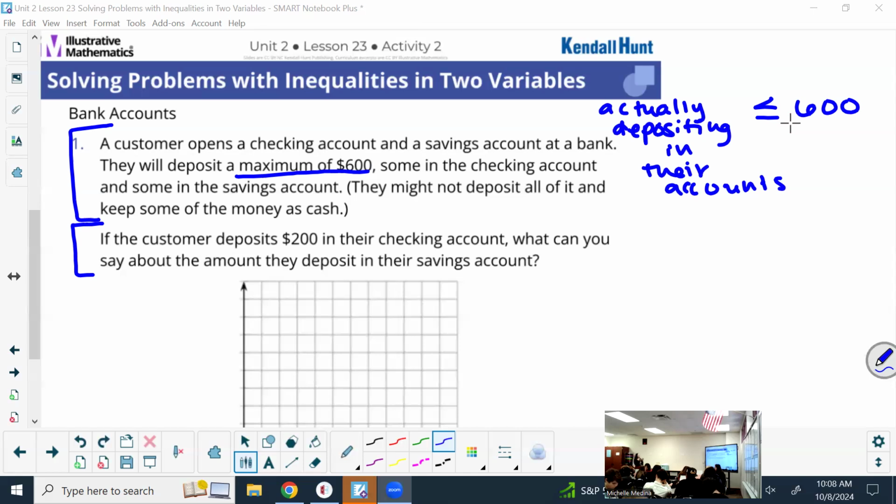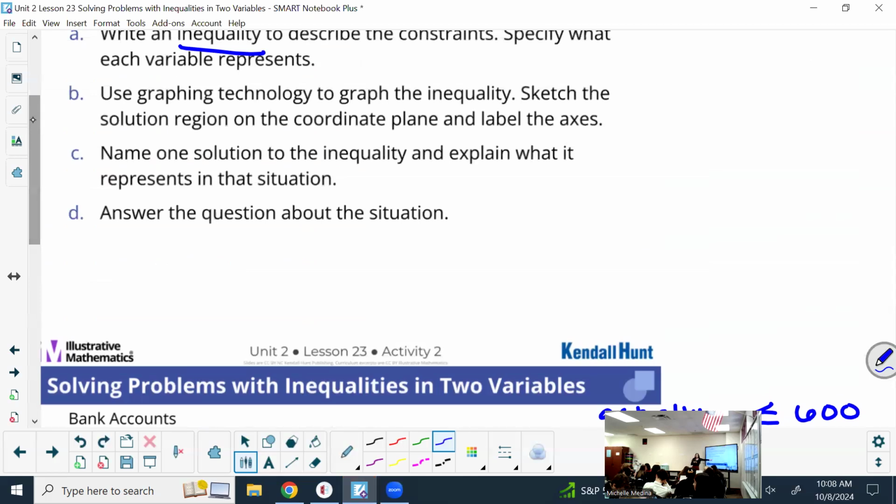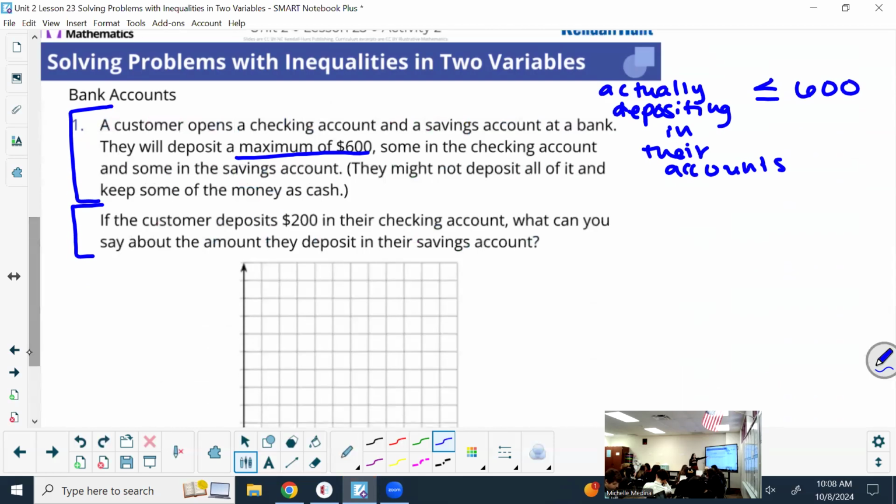Now we need the rest of the expression. So ignore this part. That's why I felt like this part was confusing to people. This part is just an additional question. In our instructions, it said, answer the question about the situation. This is a little unrelated. Just look at this first chunk. I need to write an expression for what they're actually depositing in their accounts. So table 1, do you have an expression to show what they're actually depositing in their accounts?